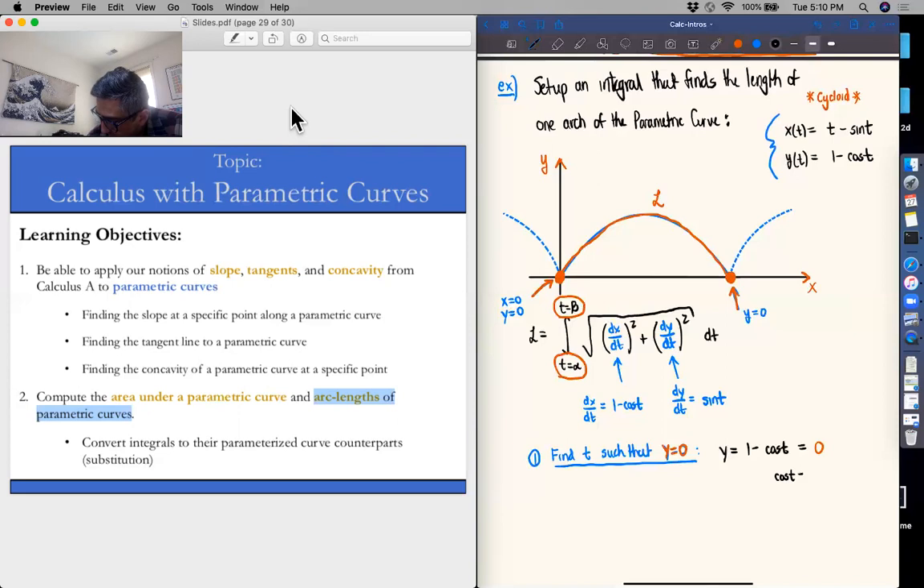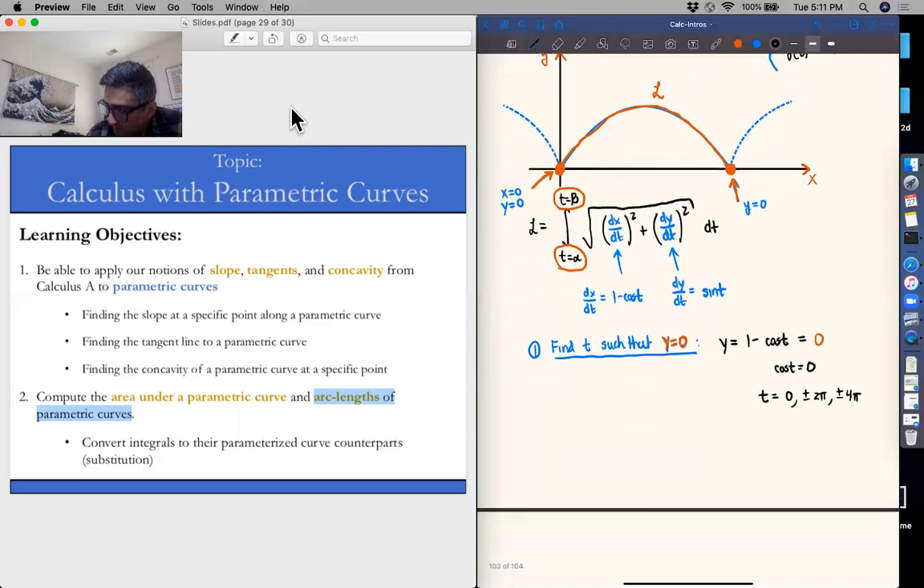We get cosine of t is equal to 0, so we find a bunch of t values that work. t is equal to 0, plus or minus 2 pi, plus or minus 4 pi, and so on and so forth. And since this is a parametric curve, if the t values are increasing, we're going to keep moving in the same direction along that curve. So we really only have to choose 2 successive t values to give us points at those specific points.